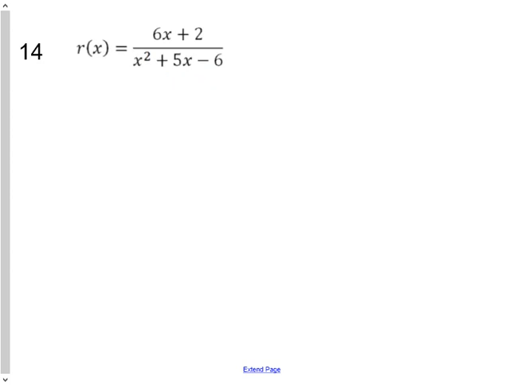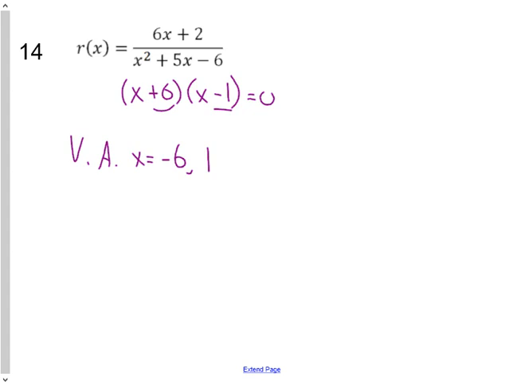Next one. 6x plus 2 over x squared plus 5x minus 6. Factoring, I get x minus 6, x plus 1. Sorry, plus 6, minus 1. Flip them around, right? And then set each piece equal to 0, and we get x cannot equal minus 6 for here and plus 1 for here. Horizontal asymptote, comparing 6x to x squared. Right? One of the x's falls off, but 6 over x, denominator is still going to win, and we get y equals 0.